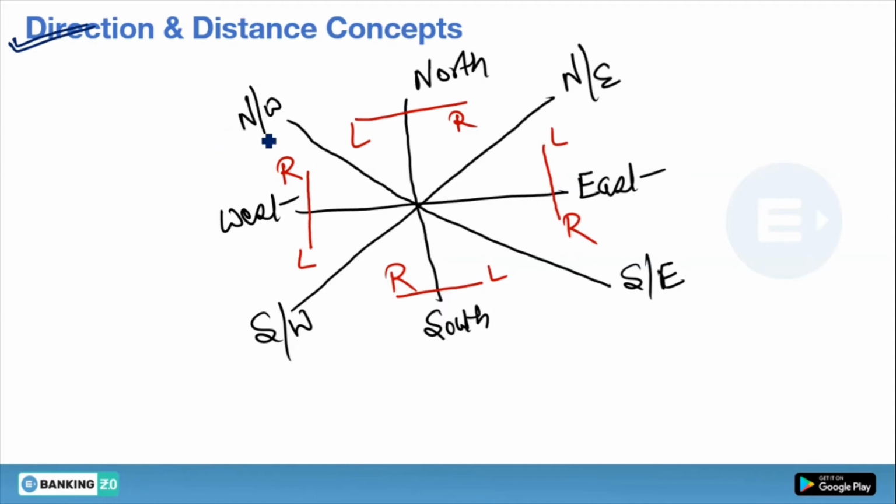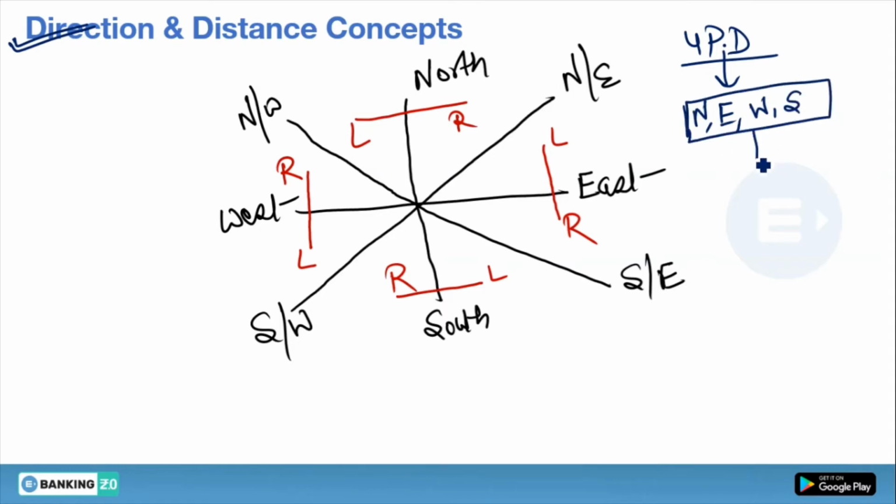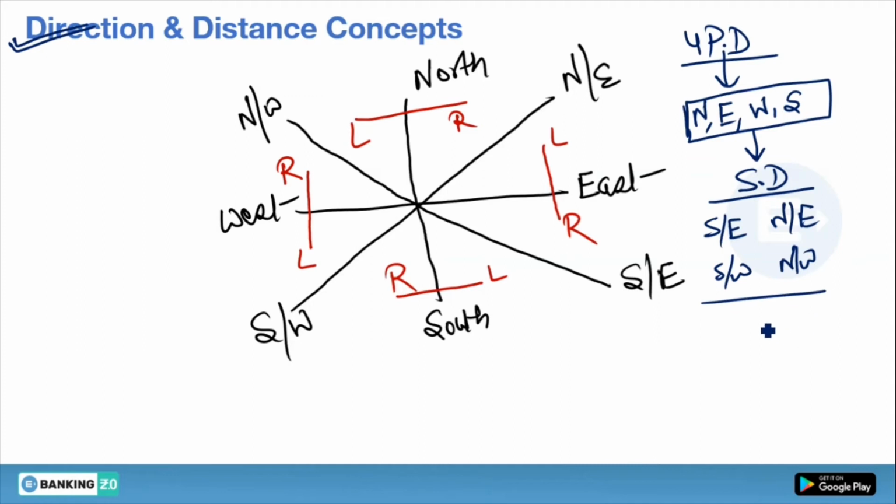Okay, we all know that we have four primary directions, that is north, east, west, and south. The lines between them are known as subdirections, that is southeast, southwest, northeast, and northwest. So in total we have 8 directions.